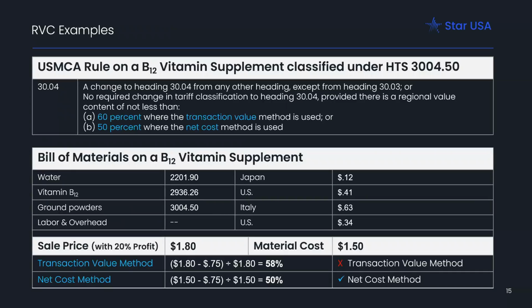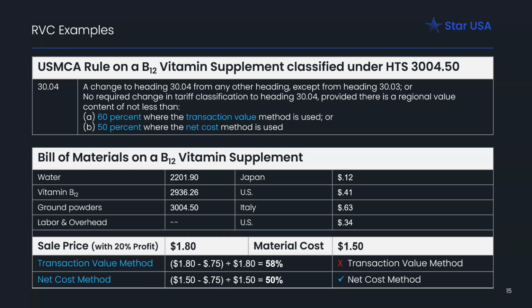So here's an example of a regional value content calculation. We're going to look at the USMCA rule on a B12 vitamin supplement that's classified under HTS 300450. The rule says a change to heading 3004 from any other heading except from heading 3003, so it's a tariff shift rule, or no required change in tariff classification to heading 3004, provided there is a regional value content of not less than 60% transaction value method or 50% where the net cost method is used.